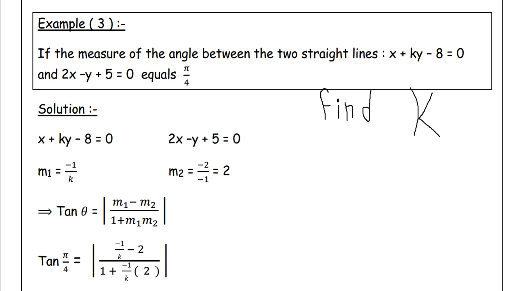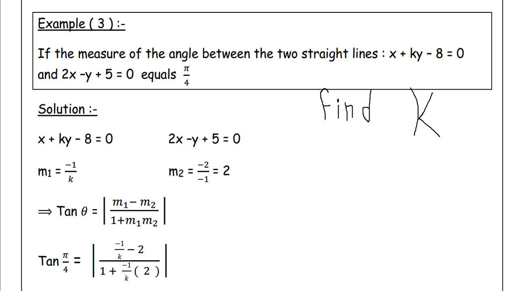What is a and what is b? a is the coefficient of x and b is the coefficient of y. So it is negative 1 over k. And how can we get the slope of the second equation? By the same way, negative a over b. a is the coefficient of x and b is the coefficient of y. So to get the slope, it is negative 2 over negative 1, which is 2.